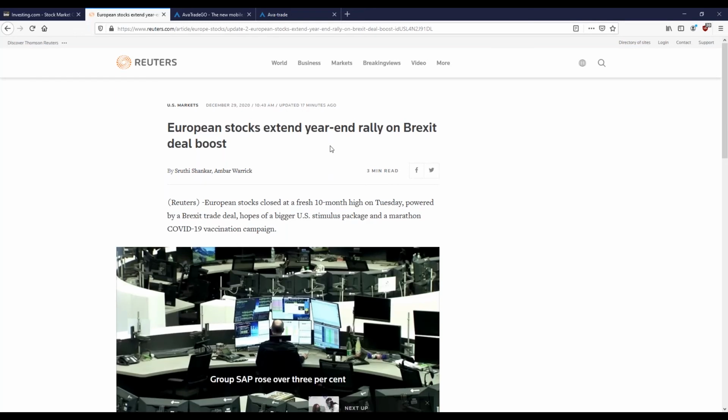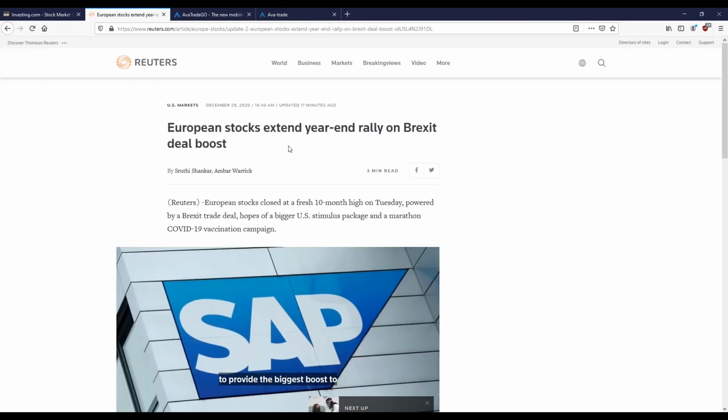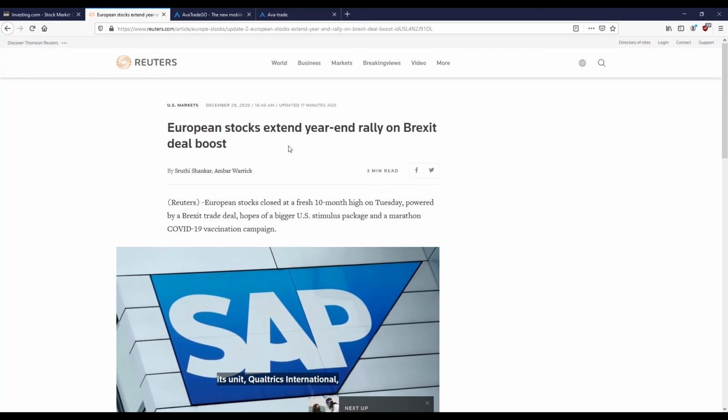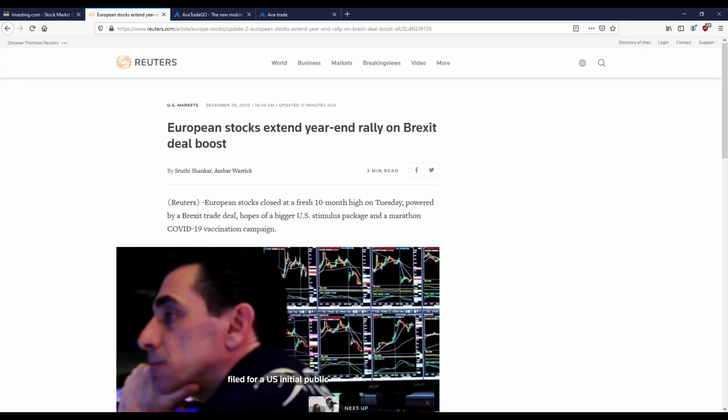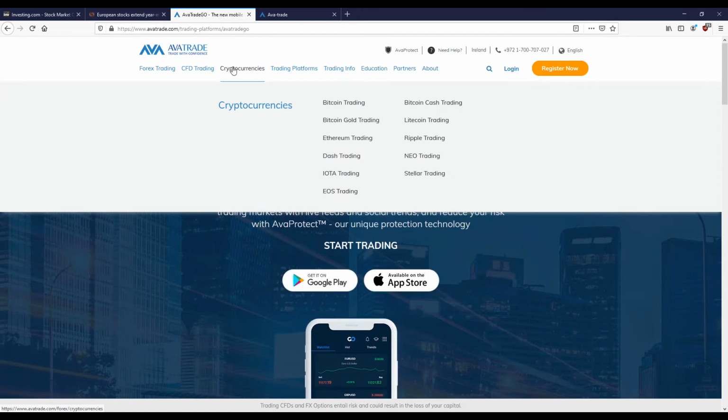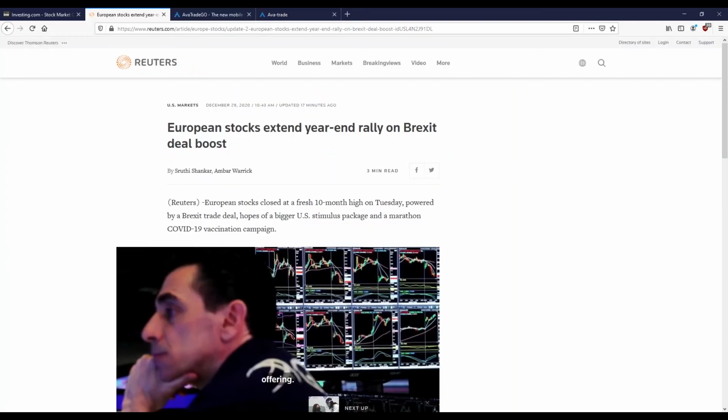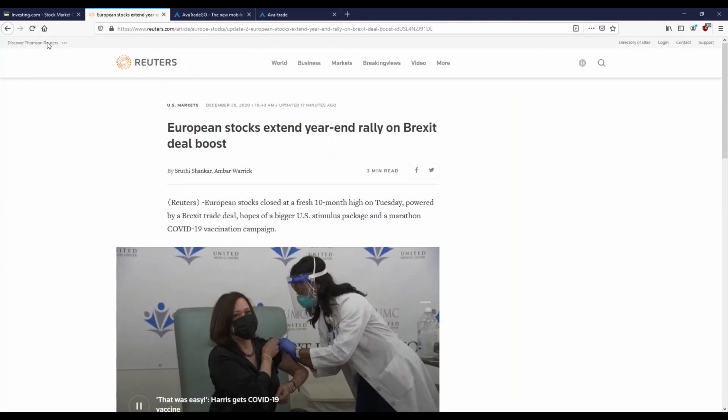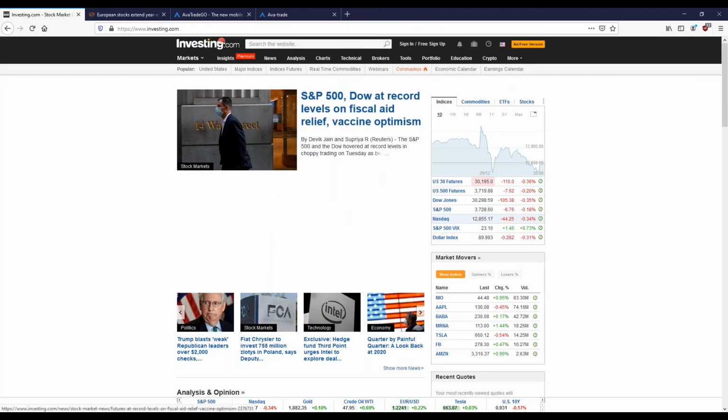European stocks extend year-end rally on Brexit deal boost. That was true an hour and a half ago. Not true now. We'll take a look. And that's pretty much it. Those are the two driving stories. Brexit deal looking good. US additional stimulus deal looking like a lot of headbutting and fighting right now. So that's got the market spooked.